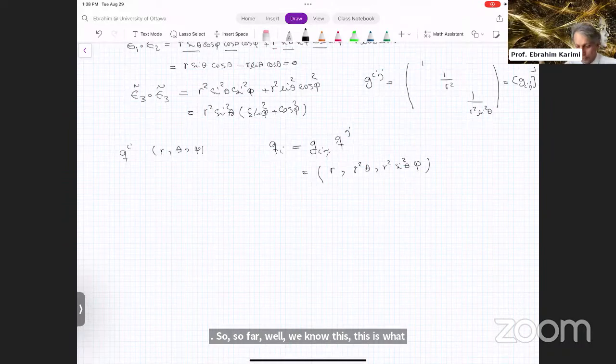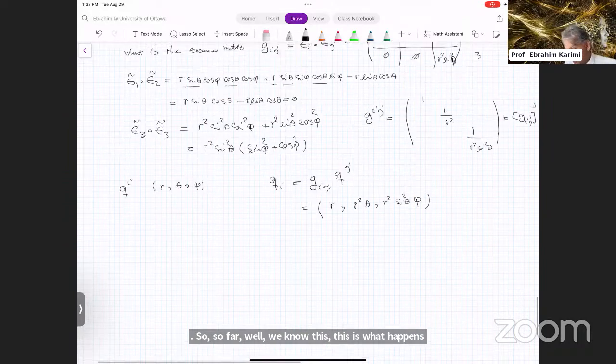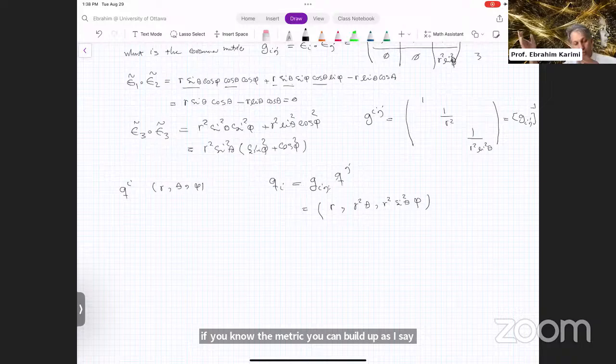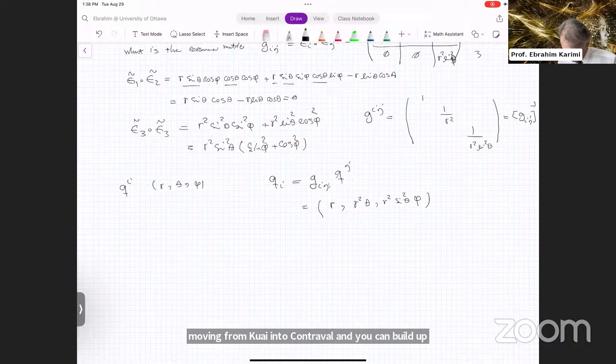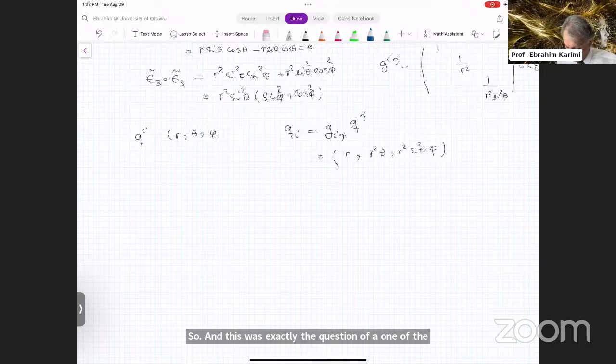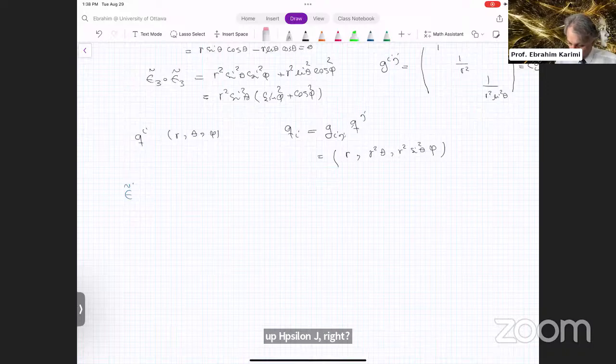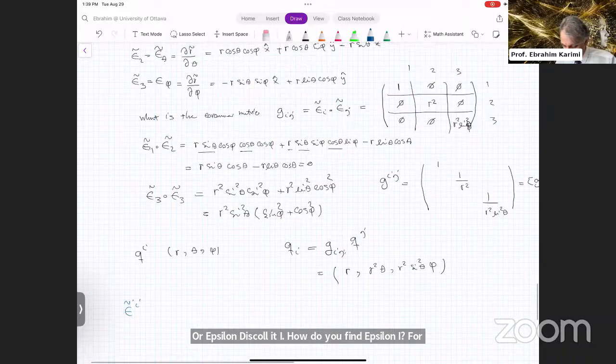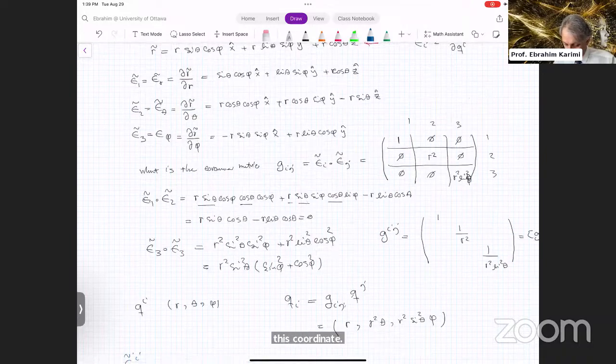If you know the metric, you can build up, moving from covariant to contravariant, not only the parameters but also the vectors. This was exactly the question of one of the persons attending the meeting: how to build up epsilon i. How do you find epsilon i for these coordinates? Because here we found epsilon 1, epsilon 2, and epsilon 3.